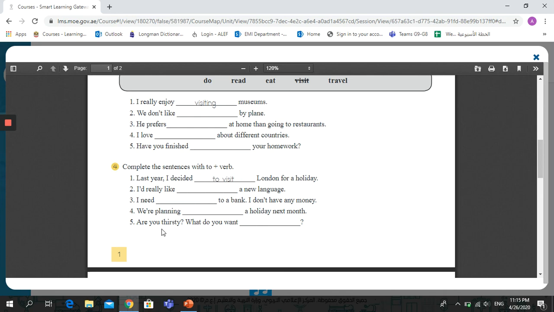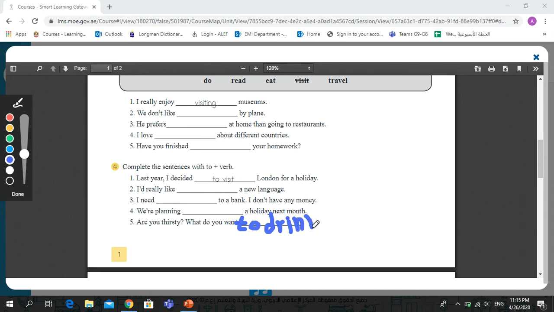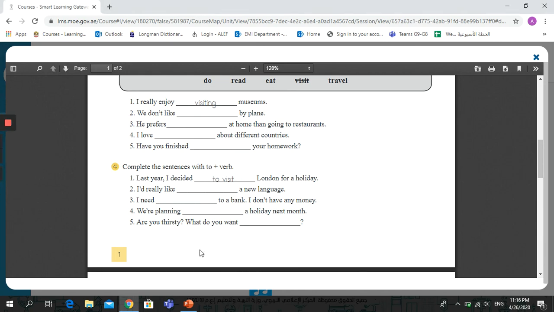Number 5: Are you thirsty? What do you want? So if someone is thirsty, you tell him, what do you want to drink? So we write here to, and we write the verb drink. As you see here, we have to write on the line, and we have to make our handwriting nice and beautiful and readable for the teacher.